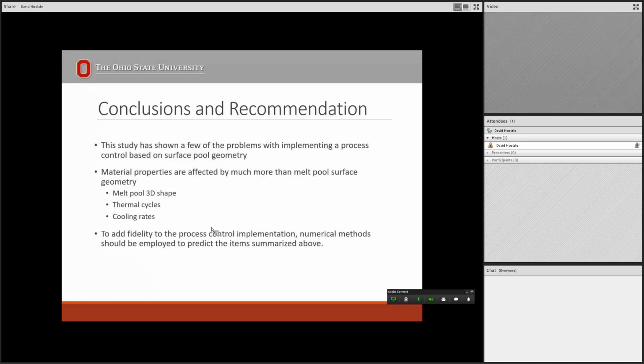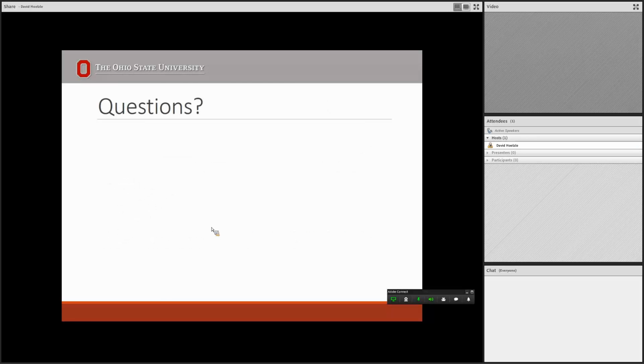The recommendation moving forward was to add fidelity to this process control implementation. The use of numerical methods should be employed to predict the items summarized above. So instead of just looking at the shape, look at the temperatures and how that affects the depth, the concentration of power, gradients, things like that, on the fly to feed that back to the system as opposed to just the visual scheme. So that's all I have.